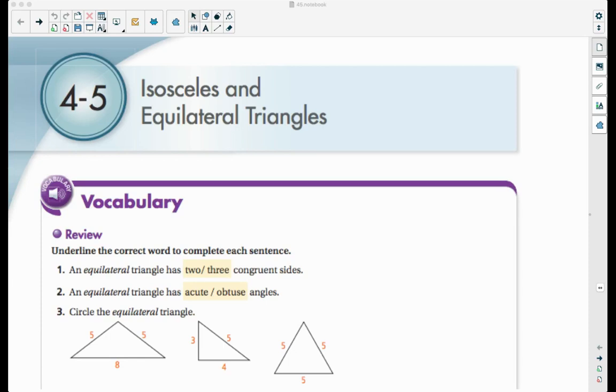We're looking at section 4.5 today, isosceles and equilateral triangles. Let's go ahead and go over the vocabulary, which you've already done before you hit play on the video.